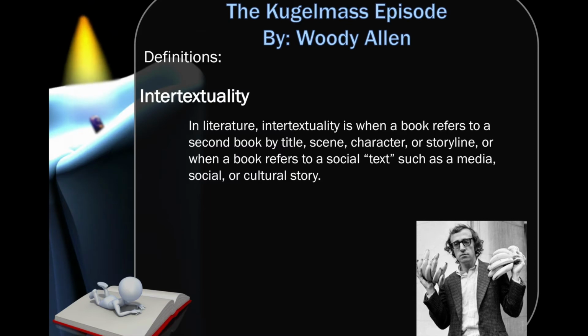And so when you're reading the Kugelmass episode, I want you to underline or circle or highlight any other texts, using the term text loosely, that he refers to. And what I want you to do is just Google those texts. I don't want you to spend a lot of time on it, but just skim a little bit to find out what that text is about. And try to come up with an answer of why he might be using that intertextuality in that way.